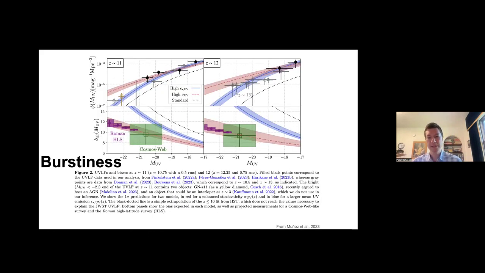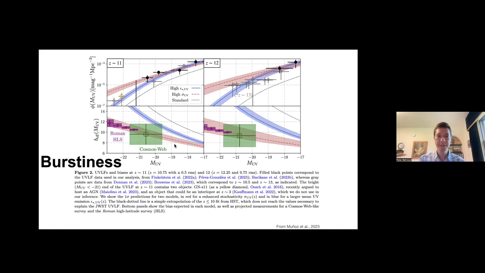The other thing that you can get is burstiness. We've heard a lot of talk about burstiness. Also, AGN folk like to think about duty cycles, which is basically the same thing. The idea here is that there is a joint constraint from number densities and from clustering. If you have a very smooth accretion rate or a constant output, then the brightest things will live in the most massive halos, and you will get a very high clustering for the brightest things.